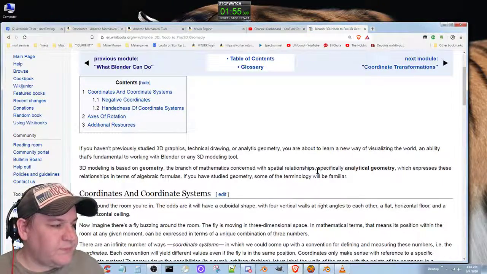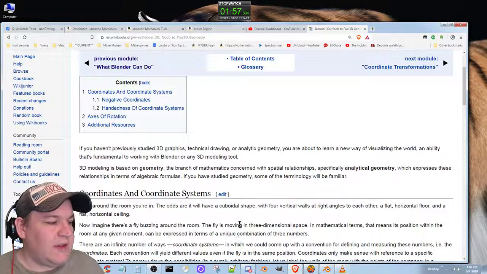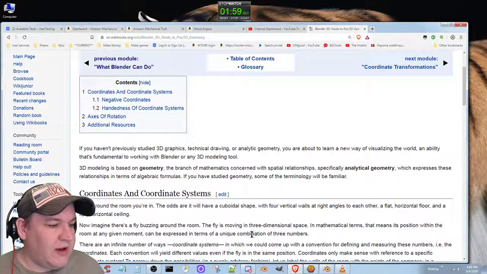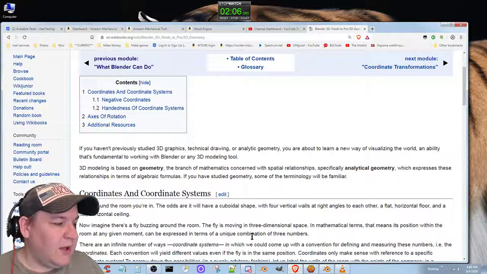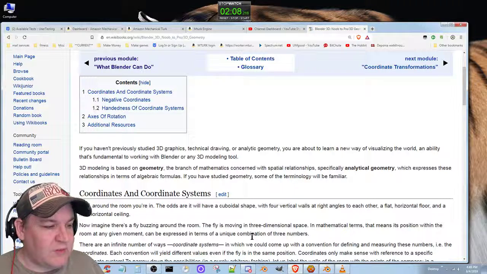Anyways, if you haven't previously studied 3D graphics, technical drawing, or analytic geometry, you're about to learn a new way of visualizing the world, an ability that's fundamental to working with Blender or any 3D modeling tool. 3D modeling is based on geometry, the branch of mathematics concerned with spatial relationships, specifically analytical geometry, which expresses these relationships in terms of algebraic formulas. If you have studied geometry, some of the terminology will be familiar.